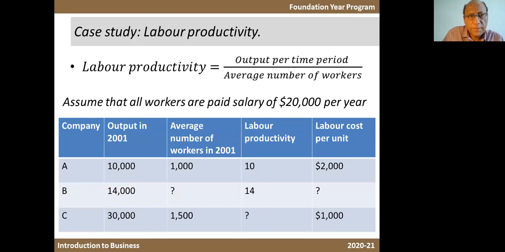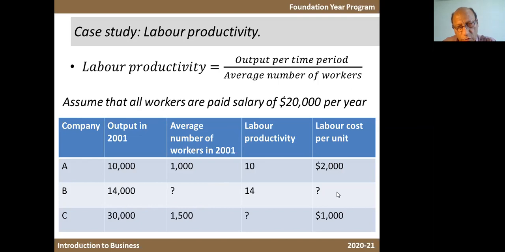So this is the rate. So this is the case study. You have to find labor productivity. Labor productivity is output divided by number of workers. From this, you have to find out the unknowns. If labor productivity is 14 and output is 14,000, then 14,000 divided by 1,000 is equal to 14. So the number of workers is 1,000.